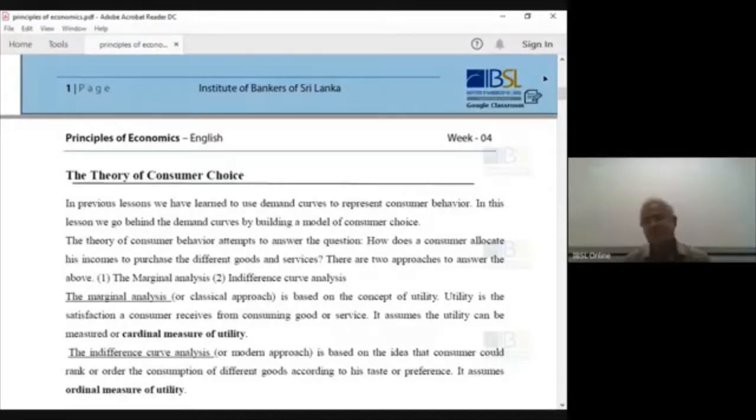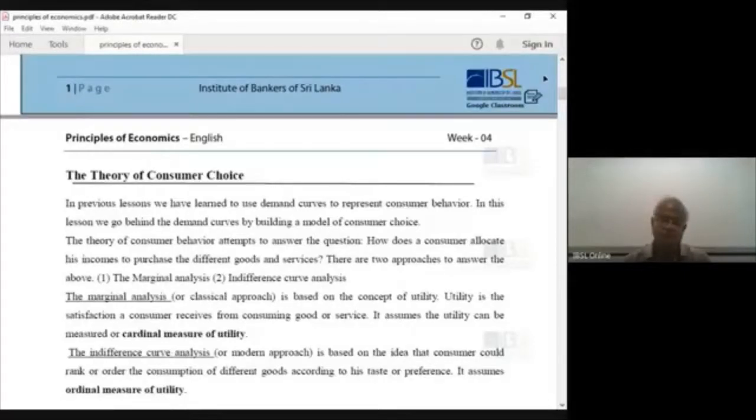They think that's a very realistic, rational assumption. When economists developed the theory, they assumed the consumer cannot assign numbers. Utility is not measurable. But the consumer can rank different bundles. I like bananas to chocolates, chocolates to apples, apples to oranges, like that. He can rank different situations, different bundles. That is called the ordinal approach, order according to his preference, the ordinal measure of utility.